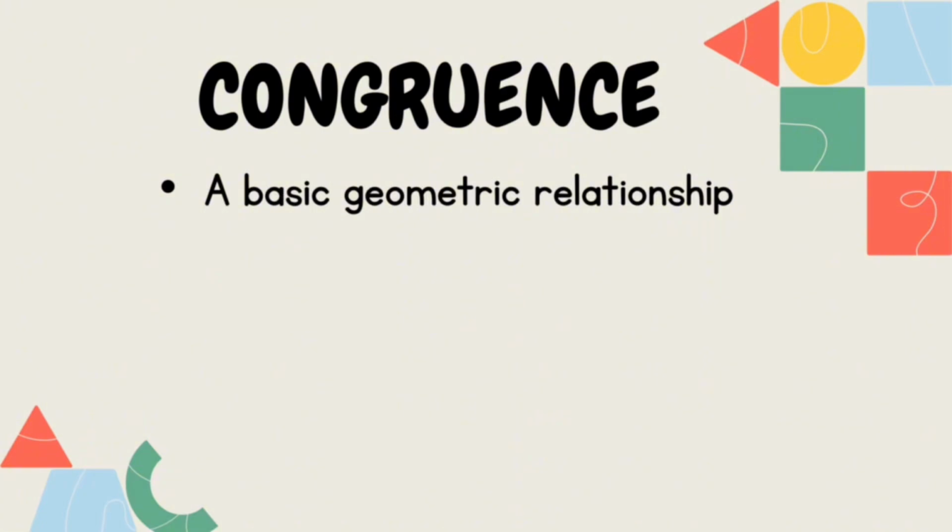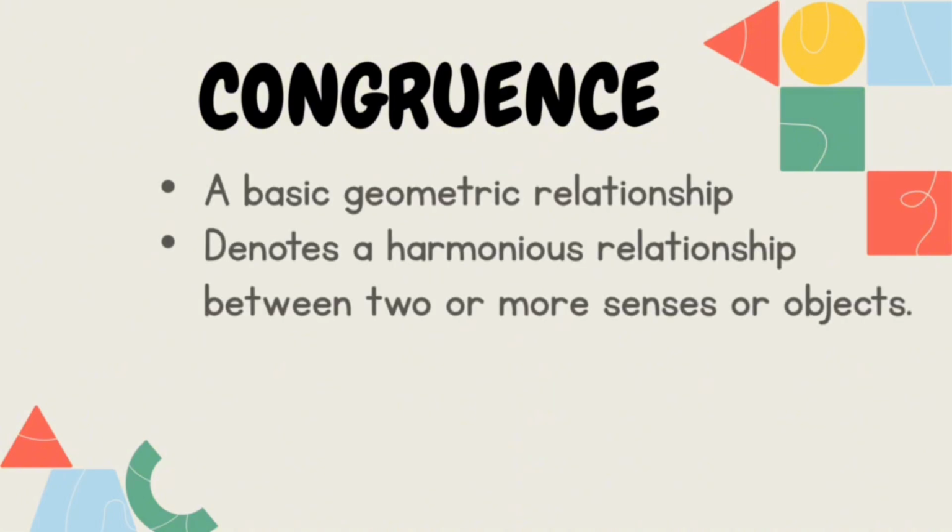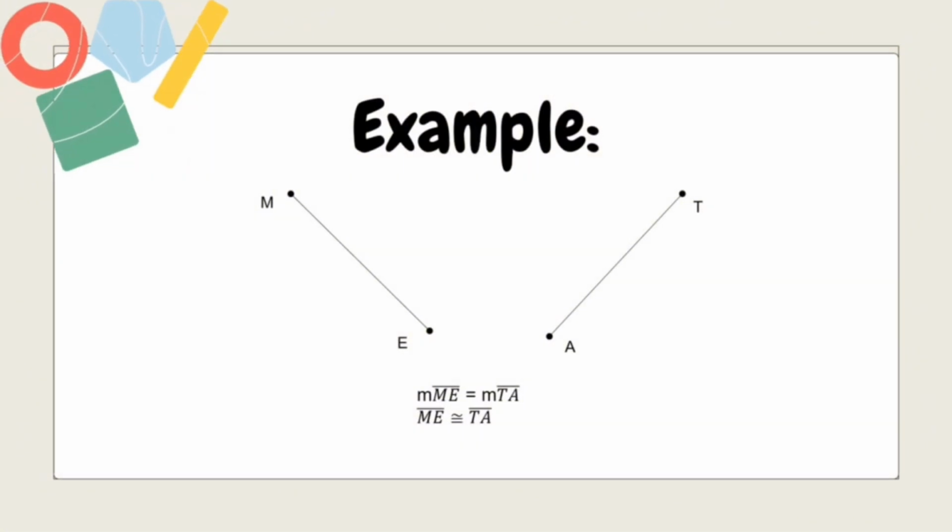Basic ideas on congruence. Congruence is a basic geometric relationship. It is the quality of agreeing, coinciding, or the state of being congruent. It denotes a harmonious relationship between two or more senses or objects, an agreement and correspondence between or among parts of these objects. For example, segment ME is congruent to segment YO.